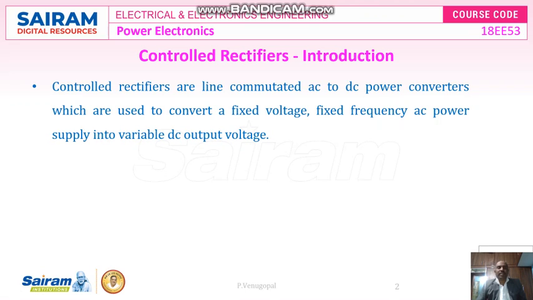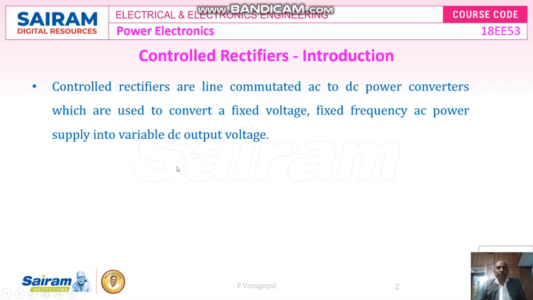Try to understand here. What does fixed AC mean? 230 volts AC, single phase, 50 hertz, is the fixed AC supply that can be converted into variable DC. It depends upon the requirement of the load. For example, a battery charger. What is the capacity of the battery of a mobile? Maybe 5 volts. So the controlled rectifier converts 230 volts AC into 5 volts DC, which can be used to charge the battery of the mobile.